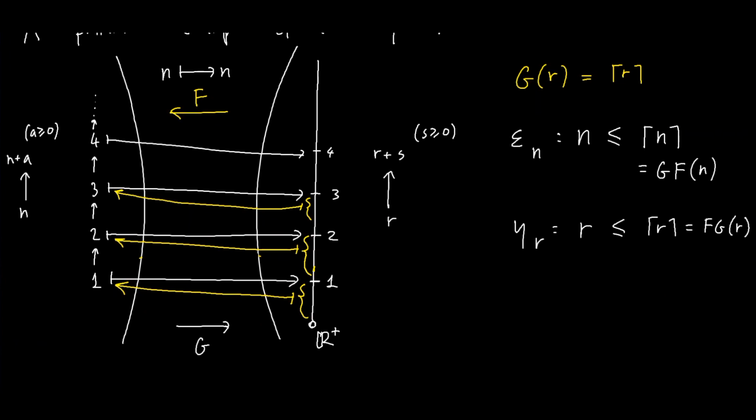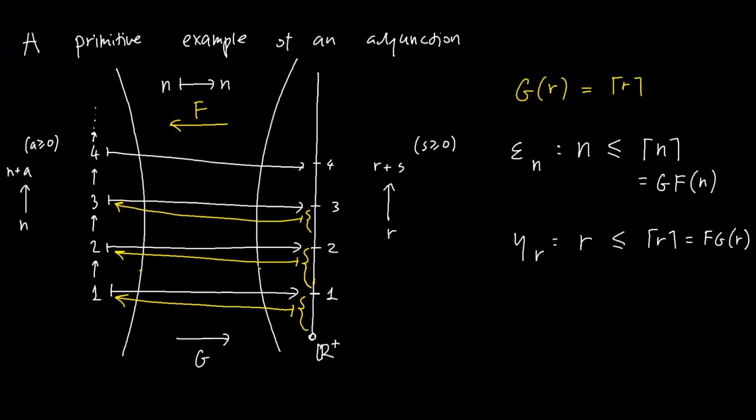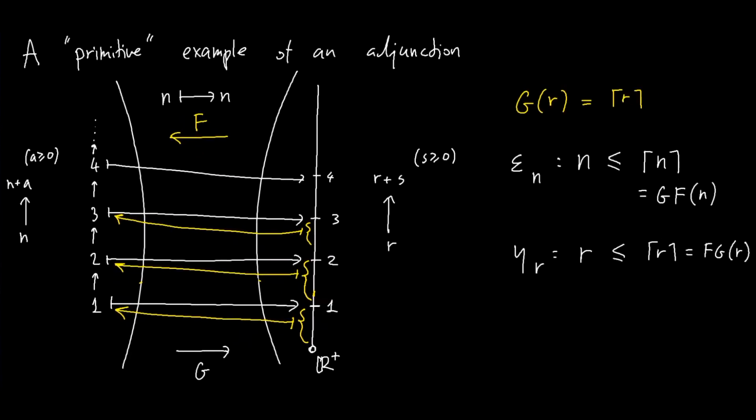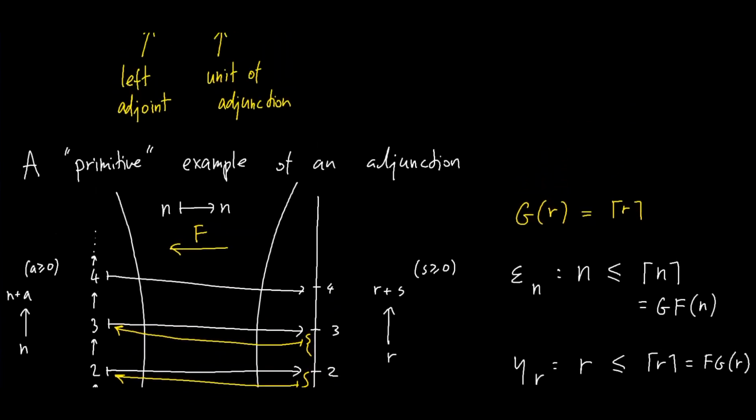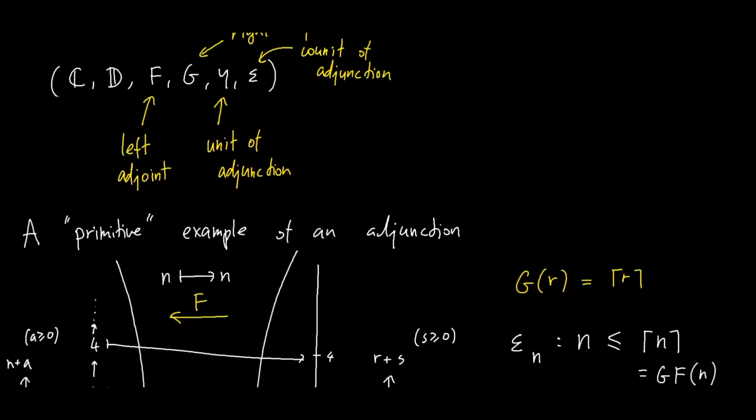Then the rest, I think, is correct. So to establish an adjunction, all we need to do is to confirm that n is always less or equal to gf of n, and r is always less or equal to fg of r. And because of this simplification, it's maybe worthwhile to write down what it means to have an adjunction when C and D are preorders.